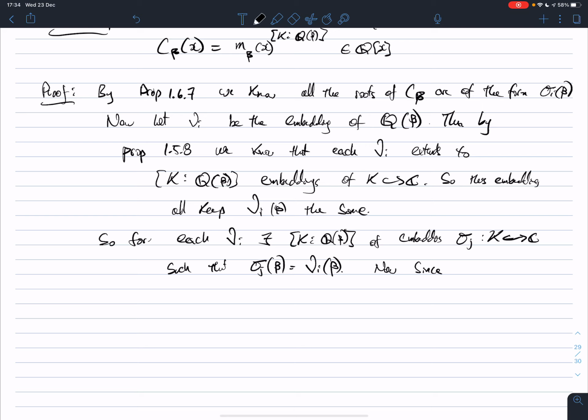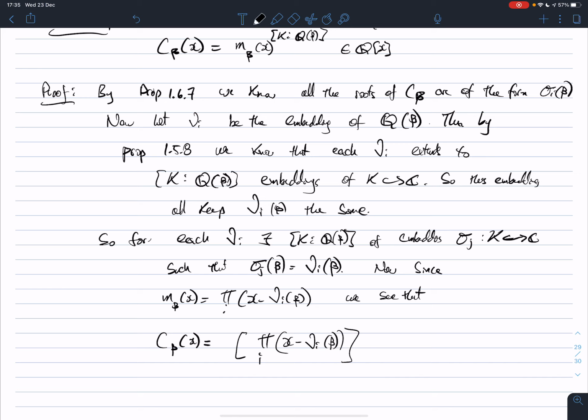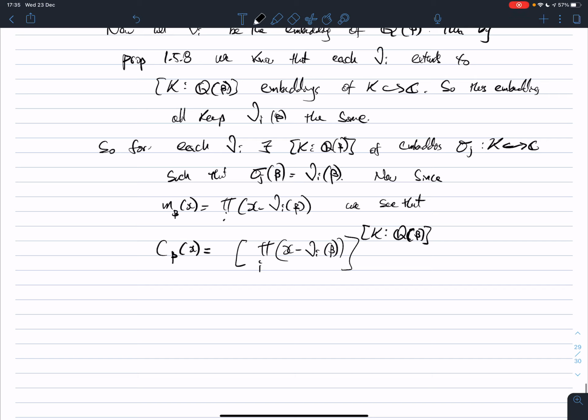Now, since the minimal polynomial of beta of x equals the product over i of x minus eta i of beta, by definition of what the minimal polynomial is, we see that C beta of x has to be the following: the product over i of x minus eta i of beta, with this thing taking account of the repetitions. And we have it this many times, this giving the result.